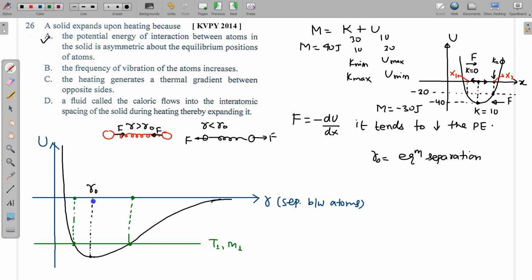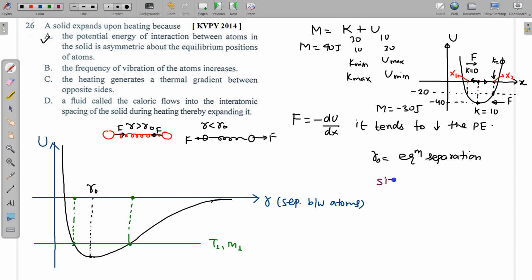Particles means atoms. Atoms will vibrate between these two separations. The separation cannot be less than this separation, and separation cannot be greater than this separation. Now let us talk about average separation between the two atoms. This R is equal to R0, the separation in equilibrium.